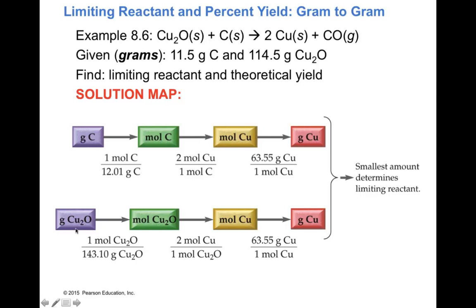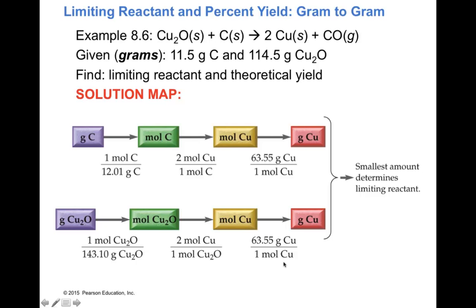And the same thing with copper 1 oxide. Here we have the copper 1 oxide. We multiply by the conversion factor of the molar mass of copper 1 oxide, and we have here the moles of copper 1 oxide. We can turn this to the moles of copper by using the conversion factor obtained from here. And then we obtain the mass of the copper by using the molar mass of copper.